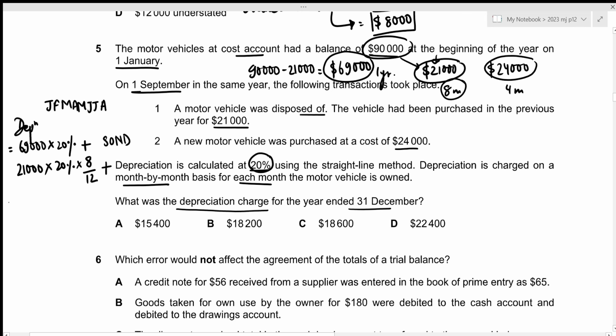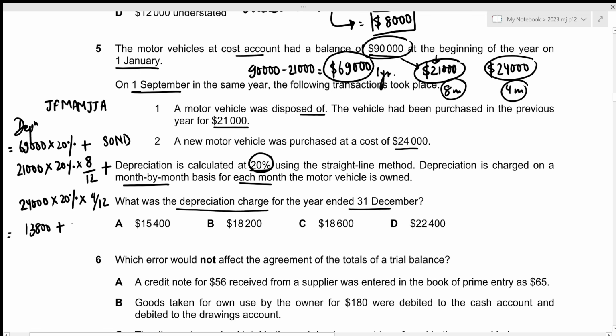Now let's move towards the new purchased motor vehicle, which had the cost of 24,000. Multiply it by our rate of depreciation. Again, this would give the depreciation for an entire year. But remember that we only use this vehicle for 4 months. So we need to multiply it by 4 and divide it by 12. Now the depreciation for the vehicles with cost 69,000 is just going to be 13,800.